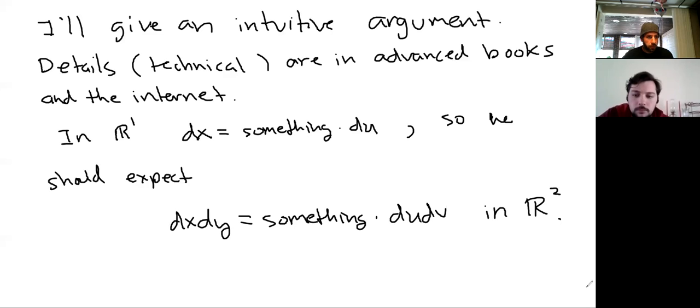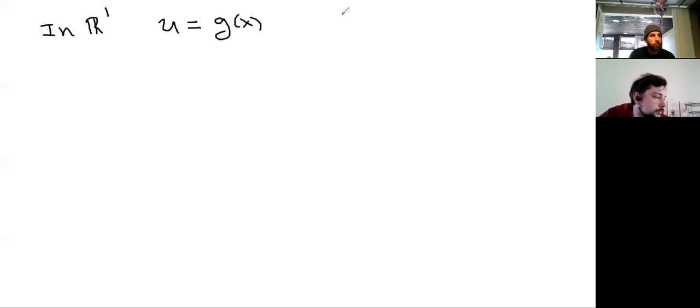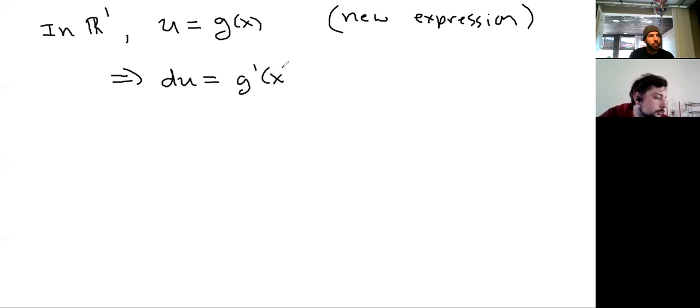So let's go to the next page and think about that. In Calc 1 or in R1, you set u equal to some new expression. And that implied that du was just the derivative of that expression, dx. Right? That's what we did. I mean, go back a couple slides. I set my u to be 1 plus 3x.